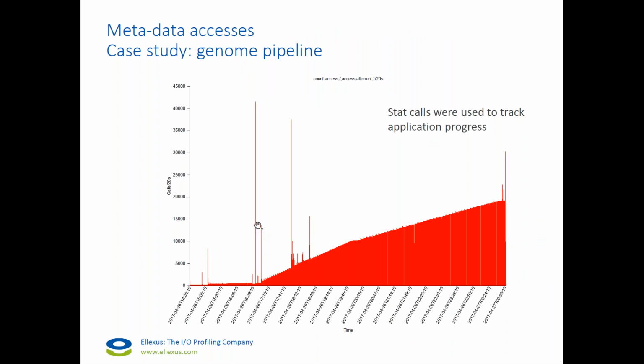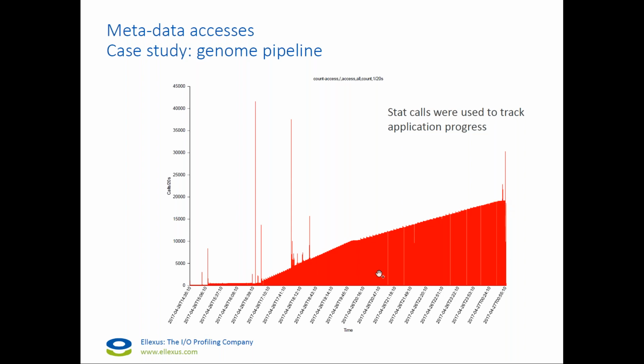Another example of where you can accidentally go wrong with metadata is this genome pipeline, and the genome pipeline itself is very highly optimized. And then someone put in a progress bar, and the progress bar looked at the progress of the application by statting how many small files had been created, and knew how many should be created. And of course, by doing this every few seconds, it was massively ramping up the number of metadata and stat calls performed. So this is showing data every 20 seconds.